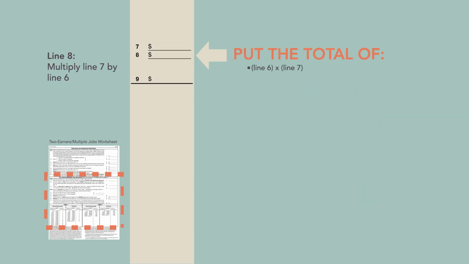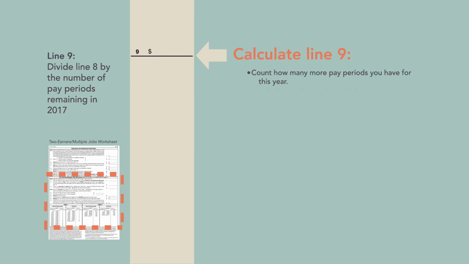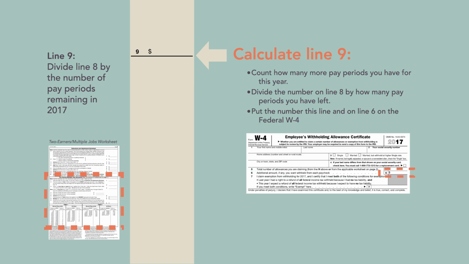On line 8, multiply line 6 and line 7. On line 9, divide line 8 by how many pay periods are left in this year. Copy line 9 onto line 6 on the W-4 form on the previous page. Continue on to the W-4 form Part 3 instructional video.